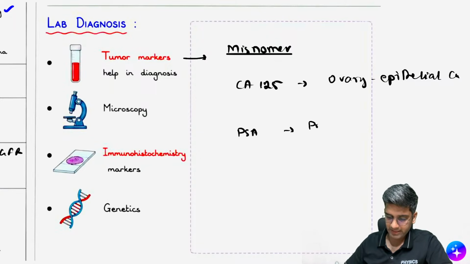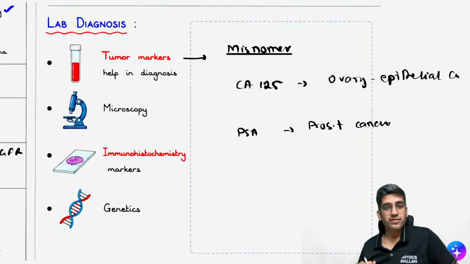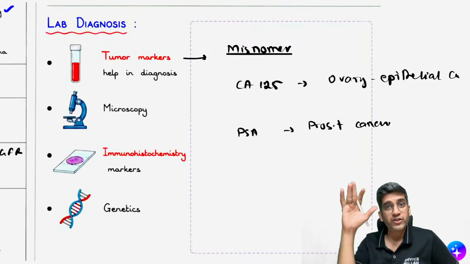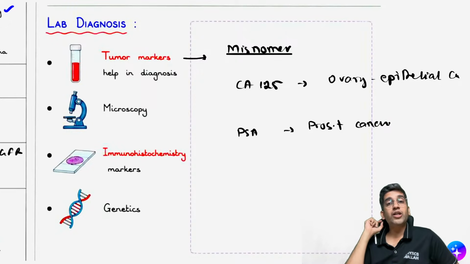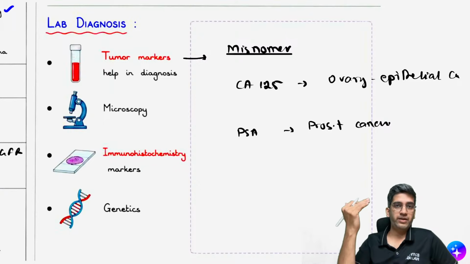PSA is classically seen in prostatic cancer. At the same time, when someone has prostatitis, PSA will be elevated. Alpha fetoprotein is elevated in liver cancer. At the same time, when I have hepatitis, alpha fetoprotein will be elevated. So it's not only seen in tumors, it can be seen in multiple other places.